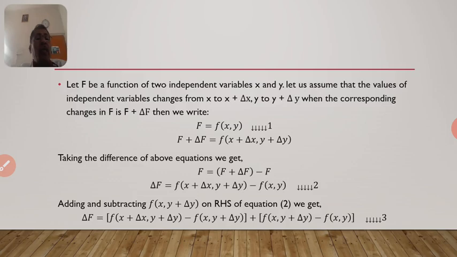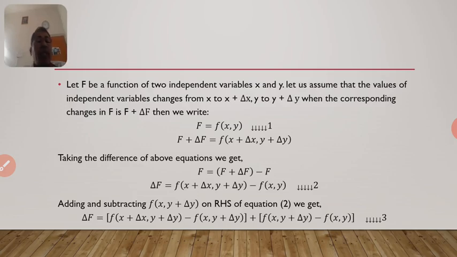Taking the difference of the above equations, we get delta f is equal to f plus delta f minus f. Therefore, delta f equals f of x plus delta x, y plus delta y minus f of x, y. From equation 1, we see that f can be substituted by f equals f of x, y.